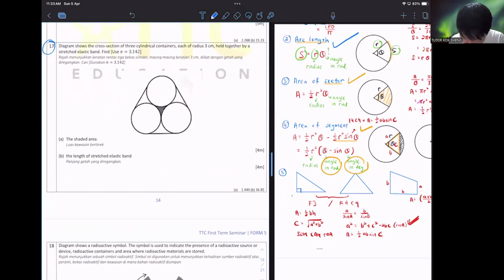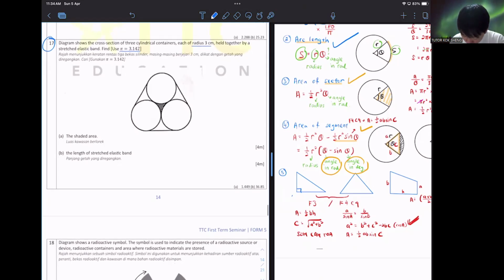Diagram shows the cross-section of three cylindrical containers, each of radius 3 cm, held together by a stretched elastic band. So the radius of the circles all same, 3 cm. So these three are tied together by elastic band. I simply draw first, radius of 3 cm all same, right? Nothing else. So for A, asking for shaded area.